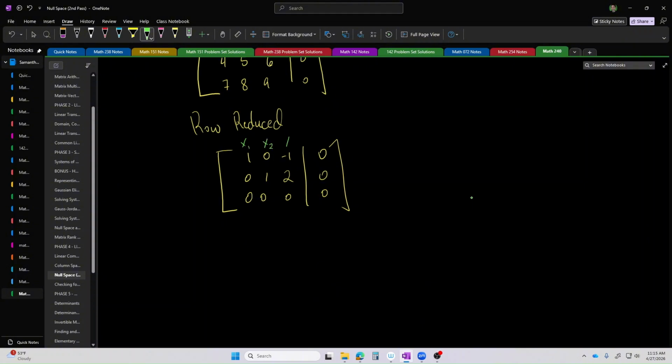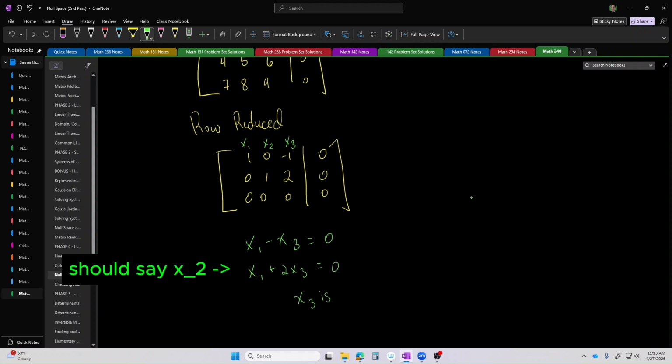If I wanted to write down what this particular augmented matrix is telling me in terms of the solutions to the matrix equation, then this first line would say x1 minus x3 needs to be 0, and x1 plus 2x3 needs to be 0. But this third variable here, x3, is free.